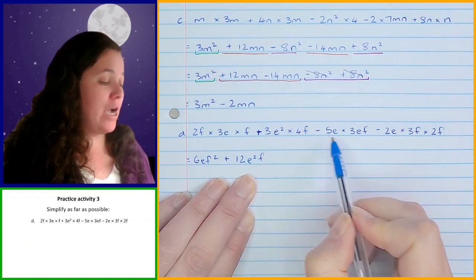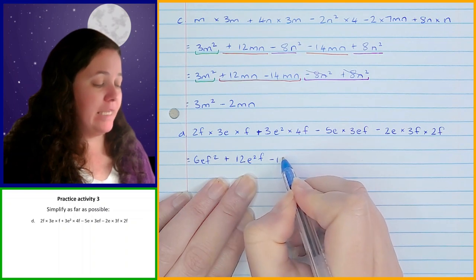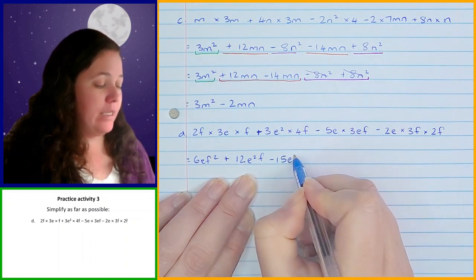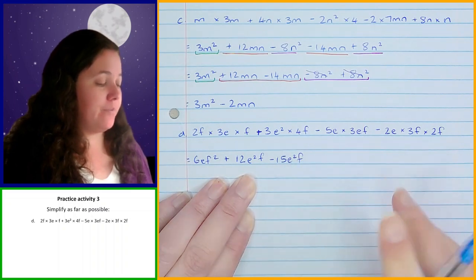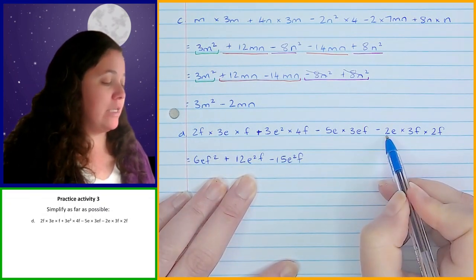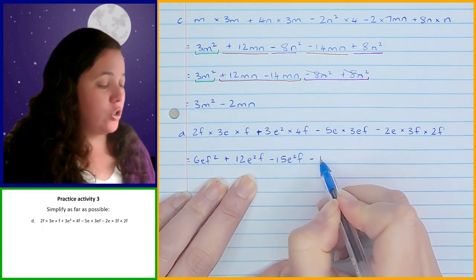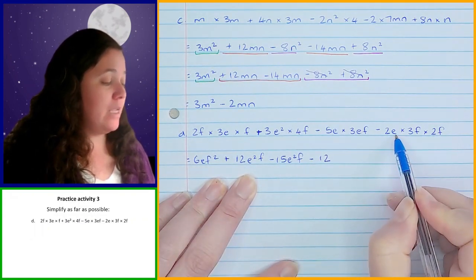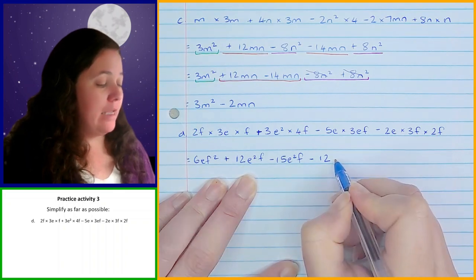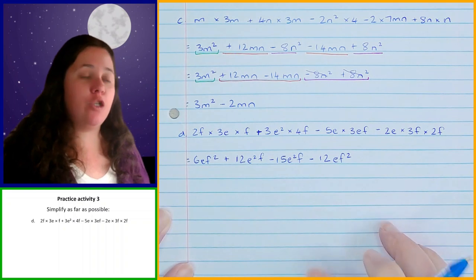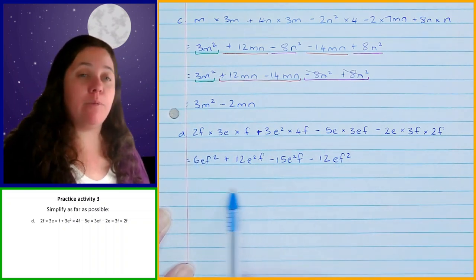Next, we've got minus 5 times 3 is minus 15. E times E is E squared. And then F. And in the last term, I've got negative 2 times 3 times 2 is negative 12. And then E times F times F, E, and the F times F is F squared. So that's what you should have got when you just did the multiplication.